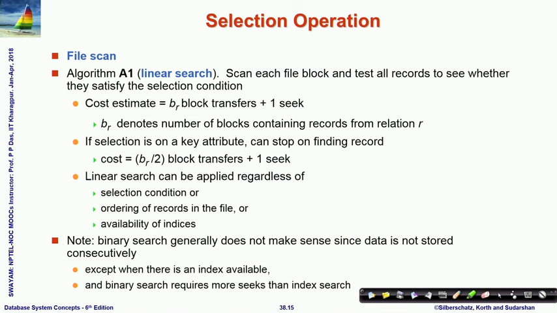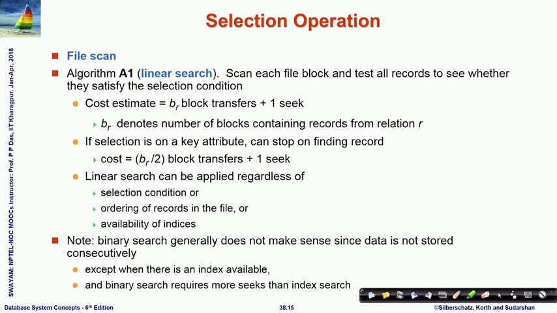The first and most common SQL operation is selection, as we all know. We discuss selection in multiple algorithms for different situations. The first algorithm, which we are calling algorithm A1, is a linear search. Say we are looking for a result of a couple of records or a single record, then we just scan the file from one end to the other. We look at all the records and check whether they satisfy the selection condition.